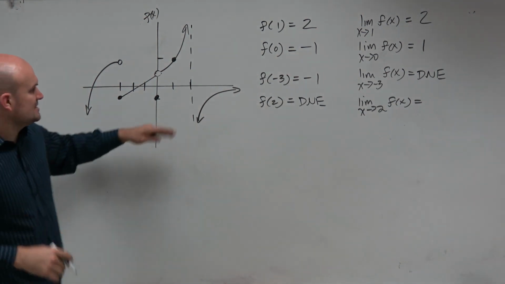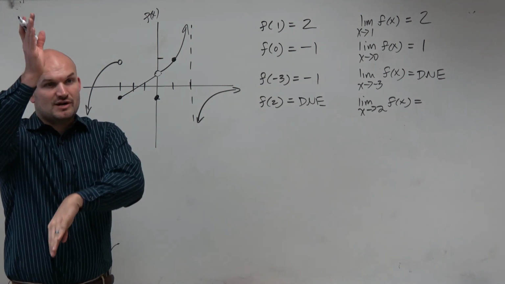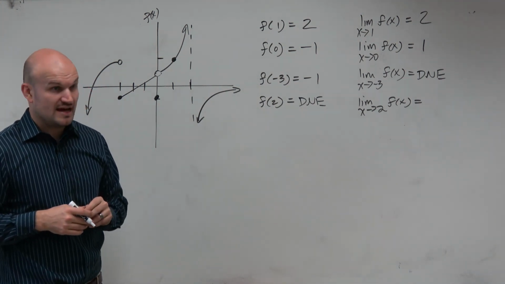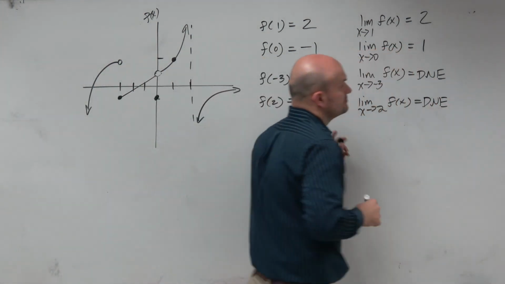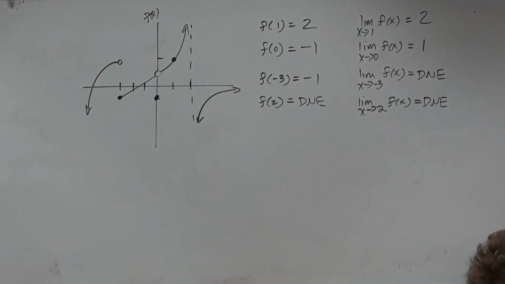And now we look at this and we say, oh, well, it's approaching positive infinity and negative infinity. It's going in 2 different directions. So when it says f of 2, that's the value of the function. So again, that does not exist. OK, so that is your basics for evaluating from a graph.